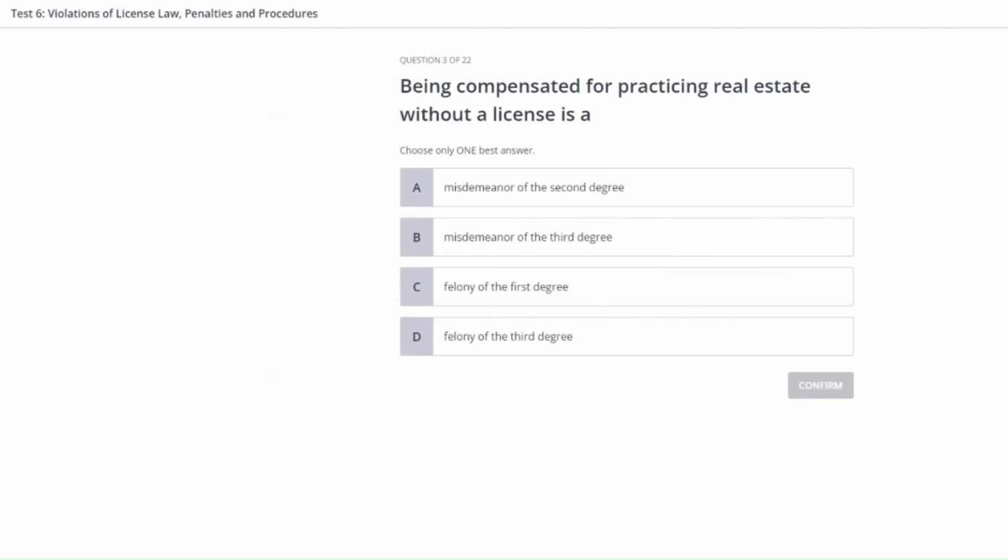Okay, question number 3. Being compensated for practicing real estate without a license is a. Option A, misdemeanor of the second degree. B, misdemeanor of the third degree. C, felony of the first degree. D, felony of the third degree. You know the drill. I will give you some time to think about the question and then you can make your selection and we will reveal the correct answer together.